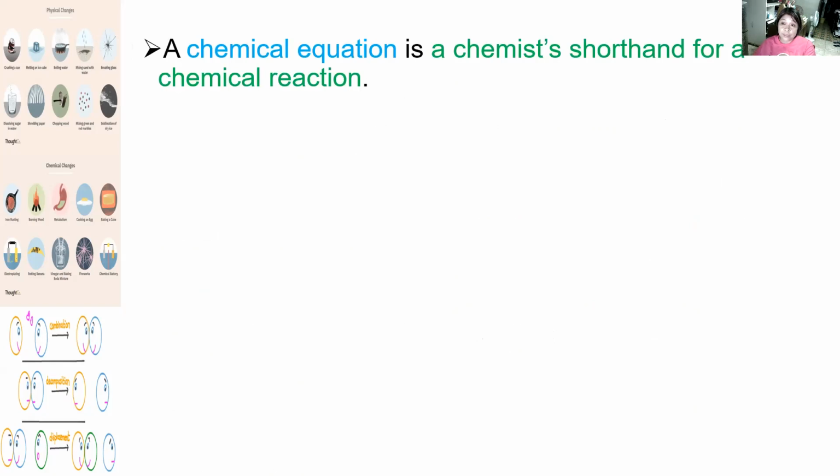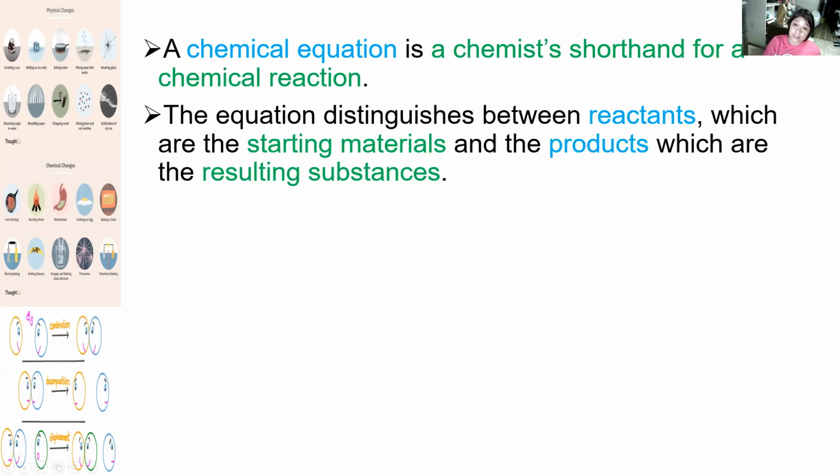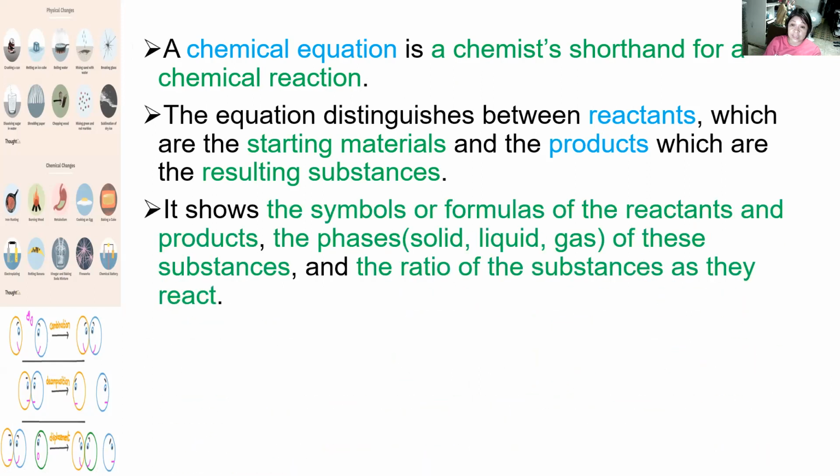A chemical equation is a chemist's shorthand for a chemical reaction. The equation distinguishes between reactants, which are the starting materials, and the products, which are the resulting substances. It shows the symbols or formulas of the reactants and the products, the phases (solid, liquid, gas) of these substances, and the ratio of the substances as they react.